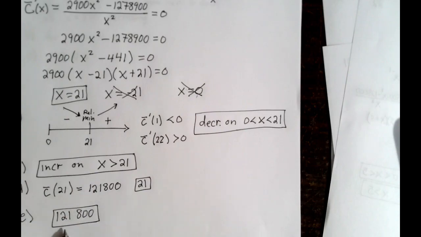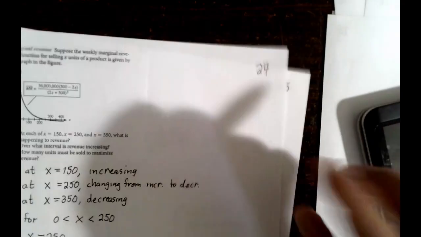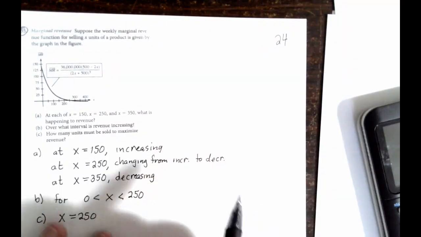And what is that minimum average cost? You plug 21 into the original function and you get 121,800. That's your minimum average cost. You plug that into the original function, not the derivative.